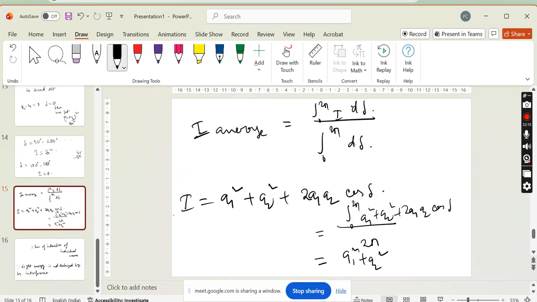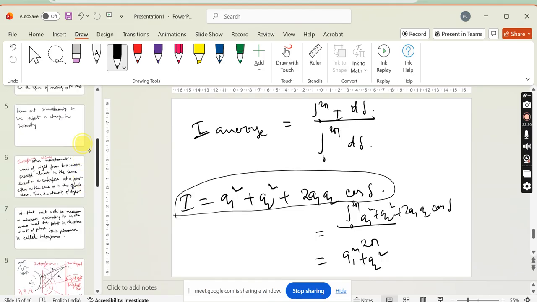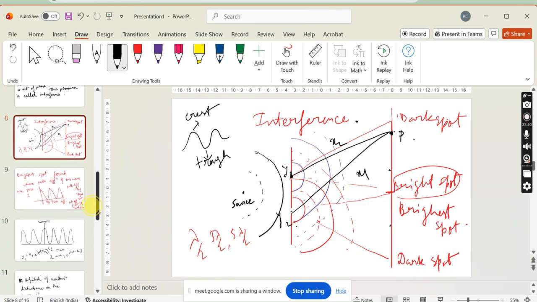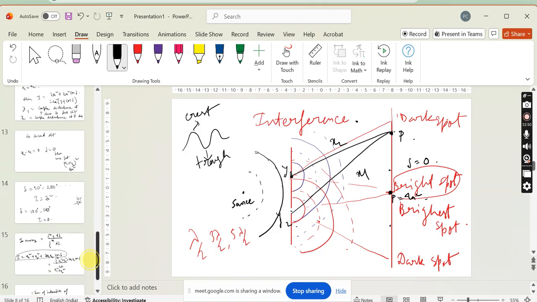So we need to remember this intensity equation denotes the intensity at any point on the screen. Depending upon delta, the I value varies on the screen. But this expression can give the intensity at any point on the screen, be it P here or here or here or somewhere else. Here P is maximum, which is 4A square, because delta is 0 basically.